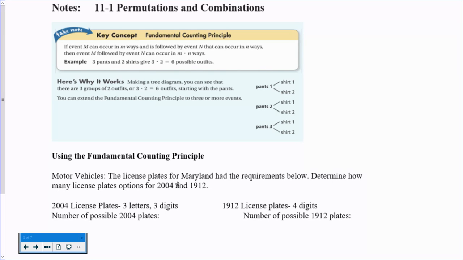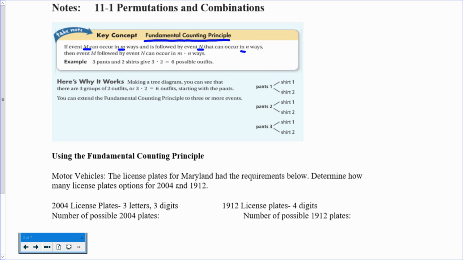So one key concept here that we're going to be using is the fundamental counting principle. So this says if event M can occur in M ways and event N occurs in N ways, to find the number of ways both can occur, we just multiply M times N ways. So the example is 3 pants and 2 shirts would give 3 options for pants, 2 options for shirts. Multiply them together to get 6 possible outfits.